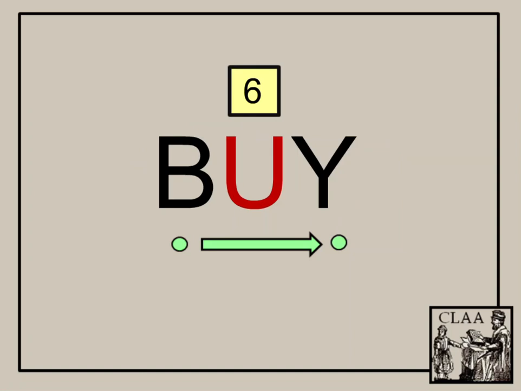In this word again, we see the vowel U following the letter B. And in this word, the U is going to be silent again. We're going to read this word as if it was written B-Y. Let's read it together. Buy, buy, buy. We go to the store to buy some fruit. B-U-Y spells buy. The U is silent.